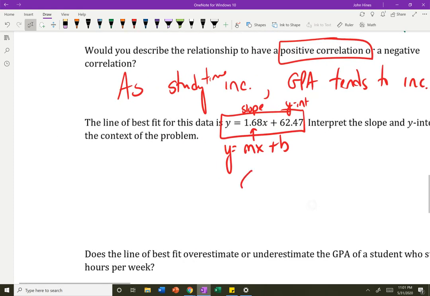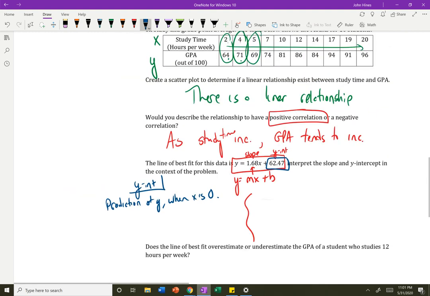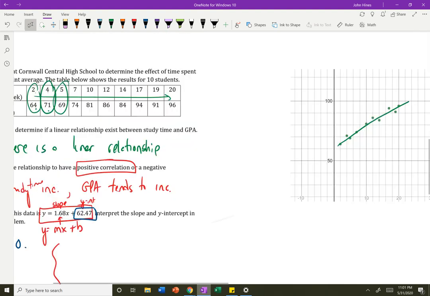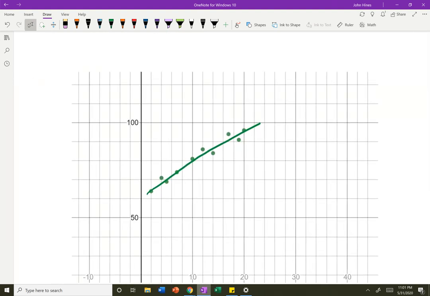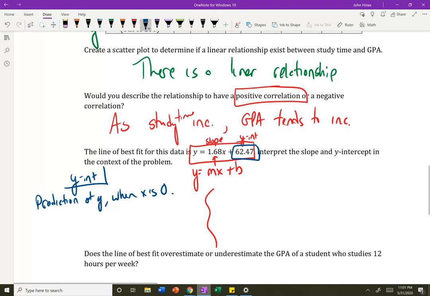So the y-intercept's the easier one, so let's start with that. Let's tackle what this y-intercept means. The y-intercept is my prediction of y when x is 0. So what does that mean in terms of this problem? What do I predict y is going to be? Because remember, that's all this line is doing. It's just making a prediction. It's not actually what's going to happen. I'm just making a prediction about the data, about the relationship.